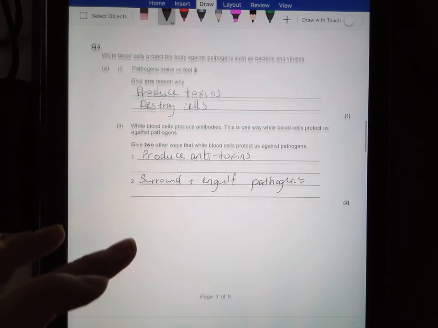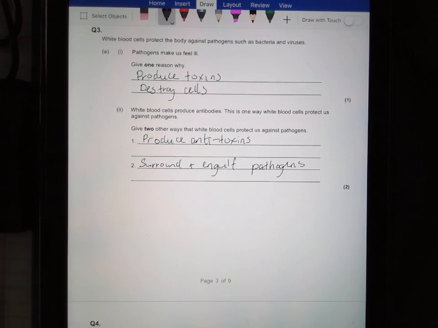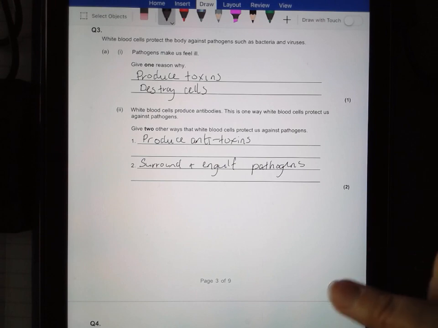How do white blood cells protect us? You can't talk about antibodies because they've asked for other ways. So you can say produce antitoxins, just like we had in the answer above. And then you can talk about the phagocytes. They haven't specified, but I would say the phagocytes surround and engulf pathogens. That's another way that they deal with them. But you can't mention antibodies in this answer. They've asked for 2 other ways. So that's question 3.